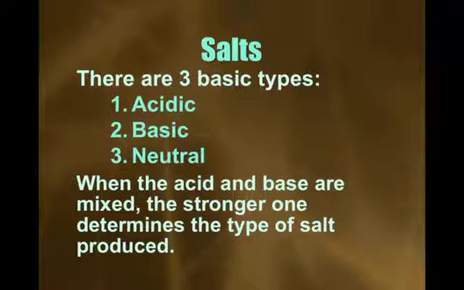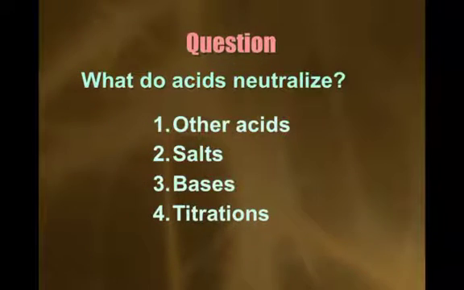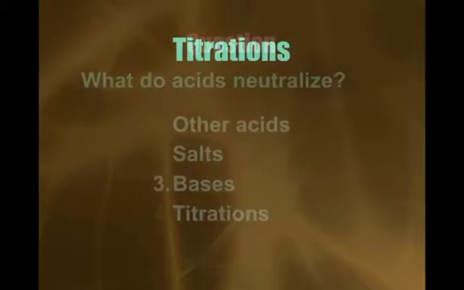Okay, when the acid and bases are mixed, the stronger one determines the type of salt produced. That's what I just talked about. If the acid is stronger than the base, it's an acidic salt. If the base is stronger than the acid, then it's a basic salt. Okay, what do acids neutralize? We talked about this. Think about that equilibrium. We already have written down something plus something yields something plus something. So what do acids neutralize? Acids neutralize bases. That's right. Now they produce salt and they produce water, but acids neutralize bases.